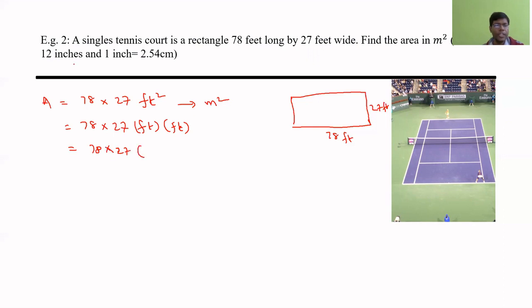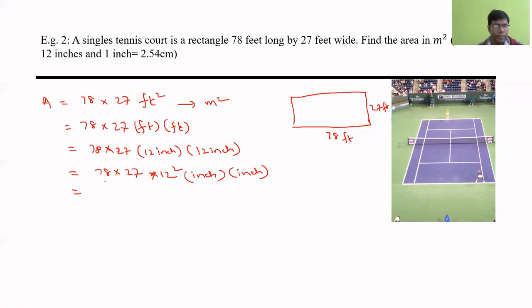We know 1 feet is equal to 12 inches. So let's write it as 12 inch multiplied with 12 inch. Then 78 multiplied with 27, this is 12 square, and this is inch multiplied with inch. Fine. So let's do this calculation with the help of a calculator.